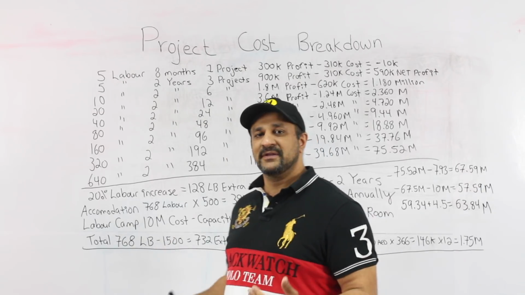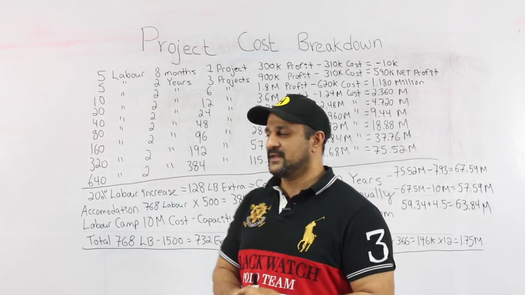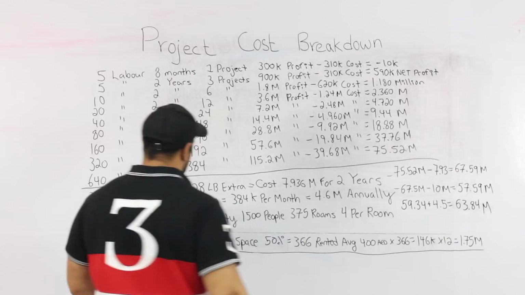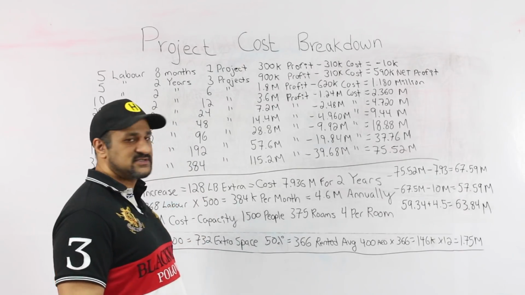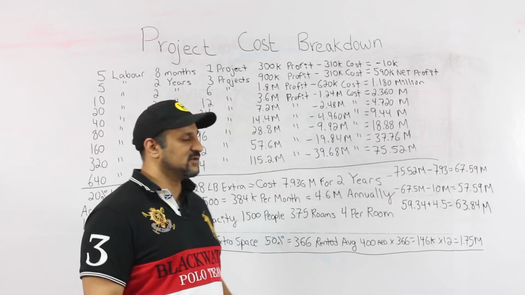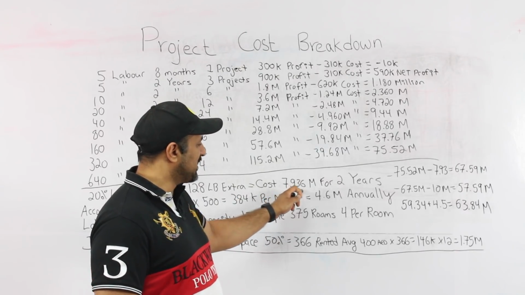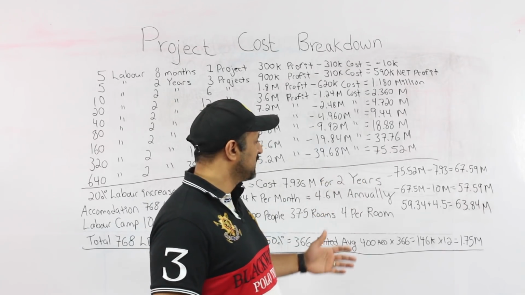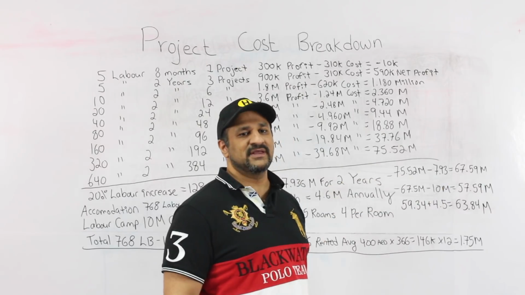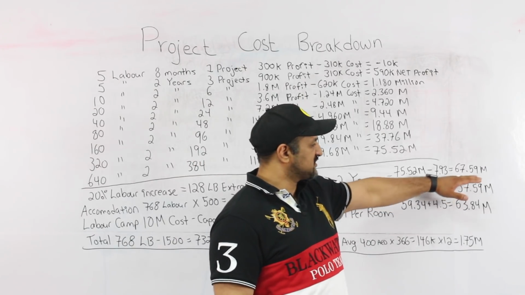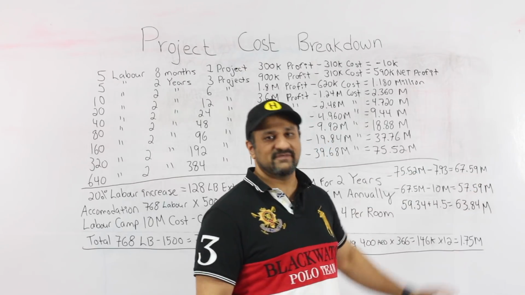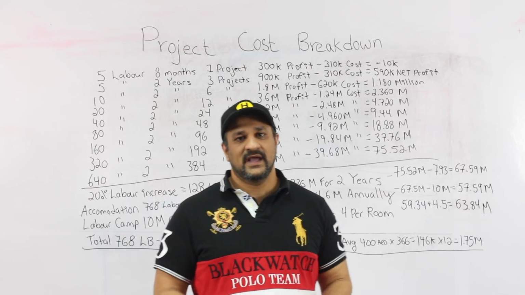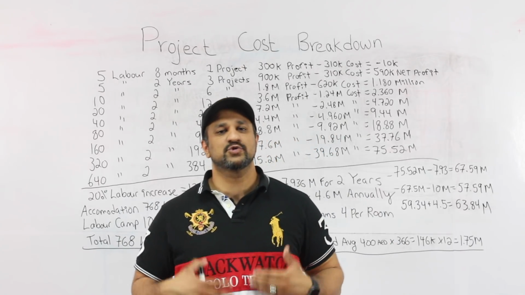Now, in order to increase our ability to meet our deadlines in terms of time frame, we are adding a 20% labor increase. The 20% labor increase would work out to an extra 128 laborers, which over 2 years would bring us a cost of $7.936 million. So we're going to take this $75.52 million that we made in profit, and we're going to minus the $7.93 million of 20% extra labor, which will give us a $67.59 million profit. Now this ensures that that profit is consistent. And it does so because we've increased the labor by another 20%.